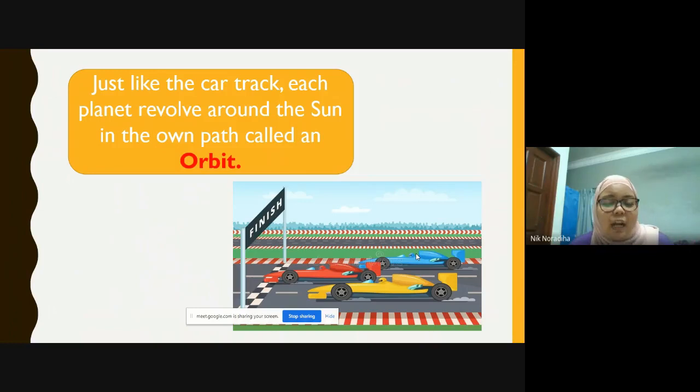Okay, follow after teacher. Orbit. Yes, each of these paths of planets we call it as orbit. Each of the planets has their own orbit, okay? So that they will not collide with each other when they are rotating around the sun, when they revolve around the sun. If you are confused about the meaning of revolve, revolve means rotating around the sun, alright? So what is the path of our planet called? Yes, it is called orbit.